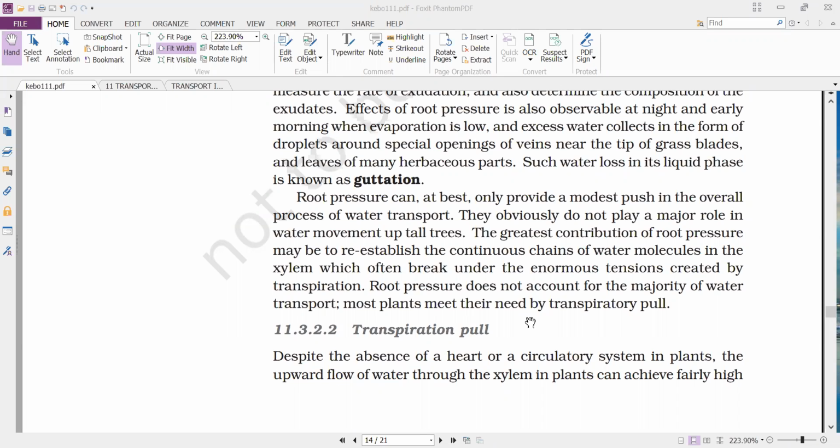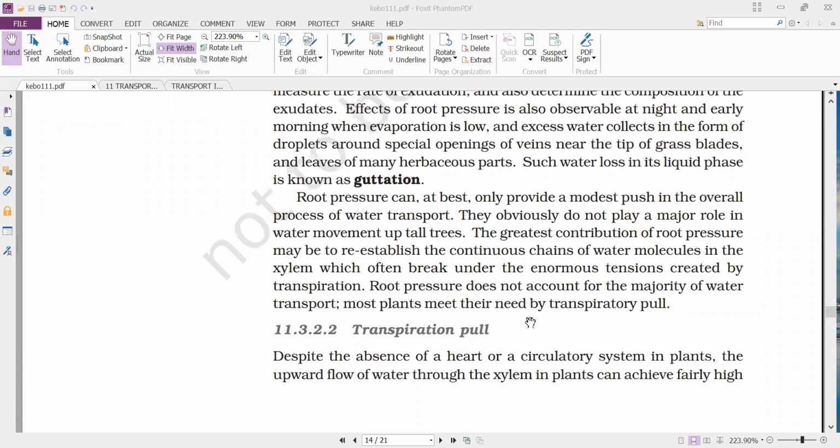We all know very well the transpiration. What is meant by transpiration? The process of loss of water by the plant in the form of water vapor, we are calling it transpiration. So continuously the water is lost by transpiration. As a result, the chain of water column in the xylem is broken down.